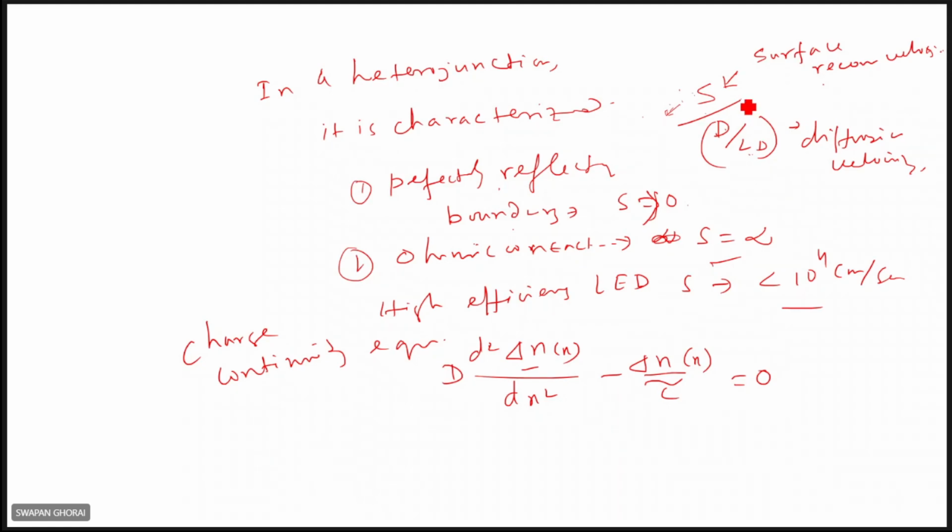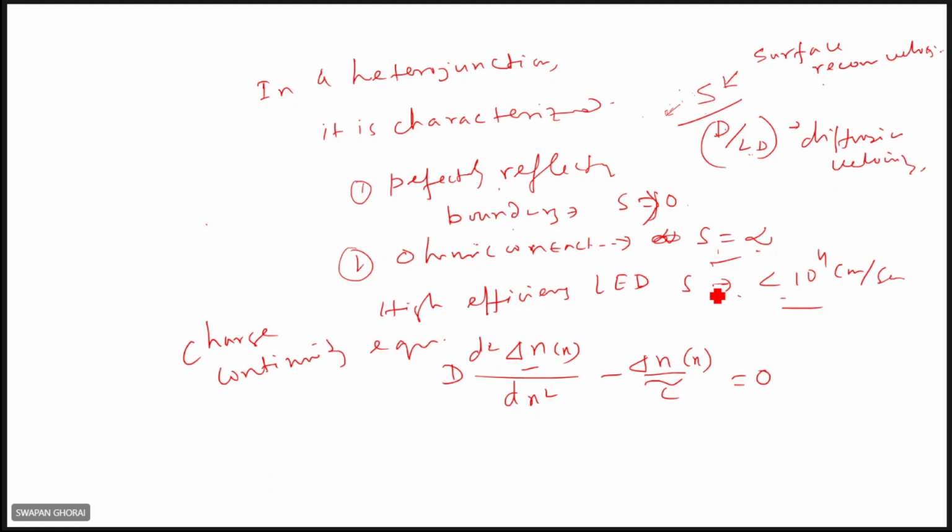Now, what is S? For a perfectly reflecting boundary, S will be 0. All the carriers will be reflected back. In the case of an ohmic contact, it is just the opposite: all the carriers will recombine, and S will be infinity. But for a practical interface, it will be some value in the range of 10 to the power 2 to 10 to the power 4 centimeter per second, the surface recombination velocity.